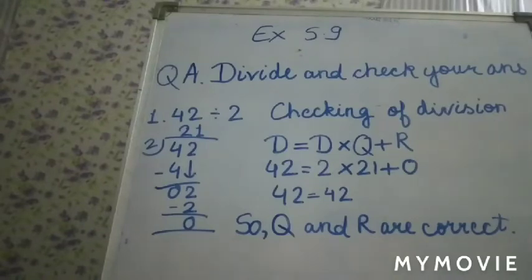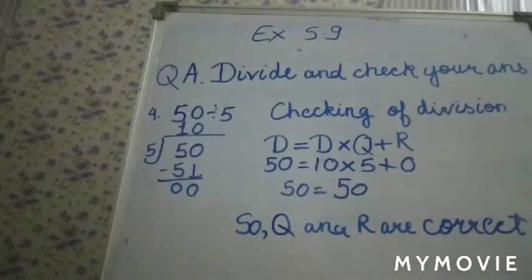Divisor is 2 and dividend is 42. When we put all the values in the formula, we will get 42 equals 2 into 21 plus 0. When you multiply 21 by 2, you will get 42. Means here 42 is equal to 42, so quotient and remainder are correct.